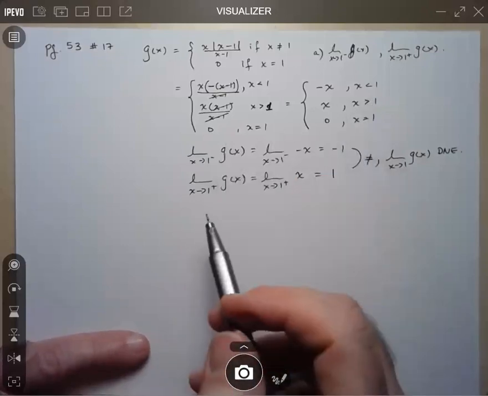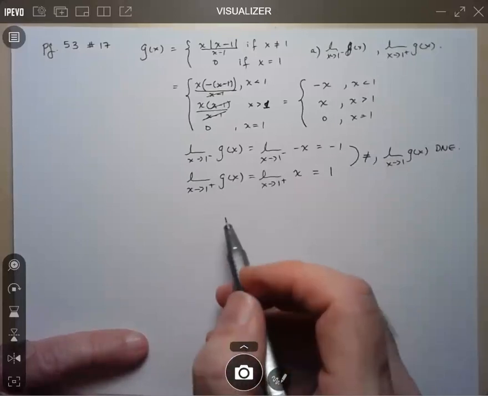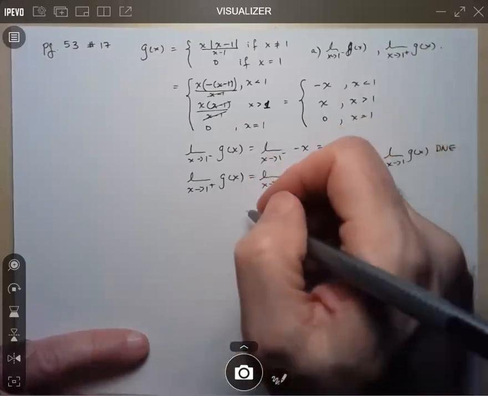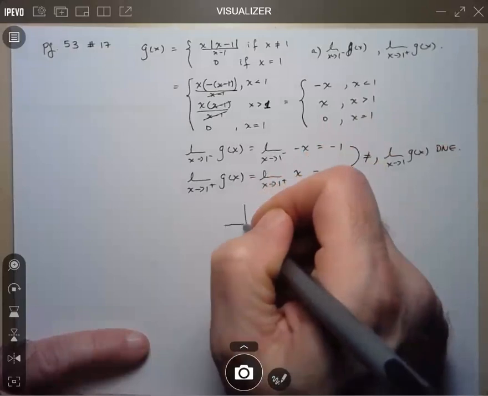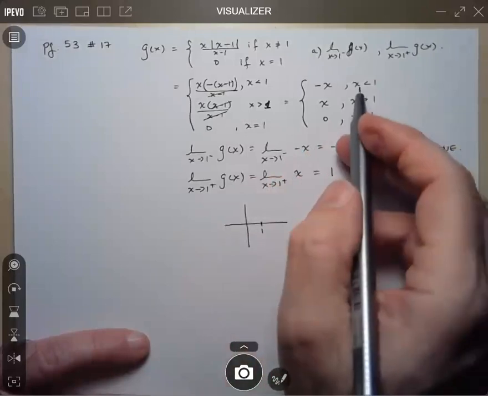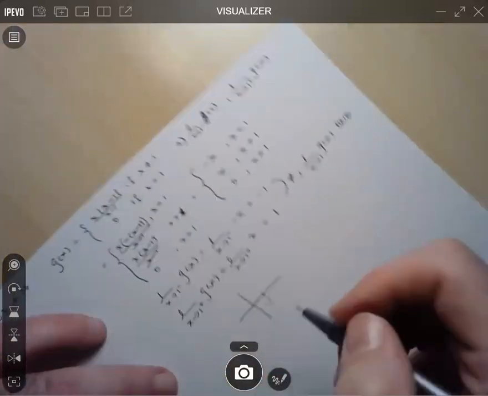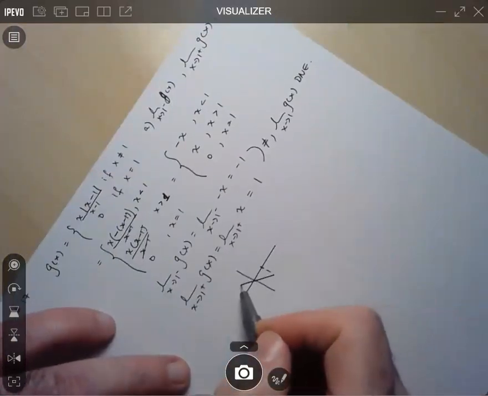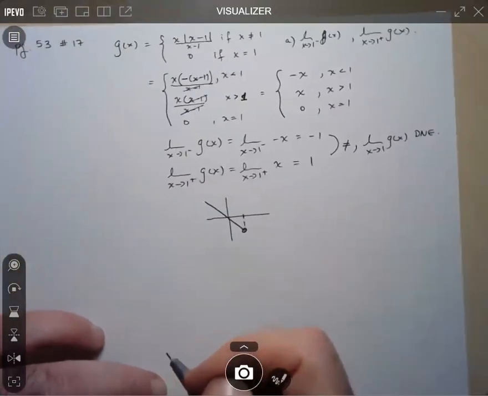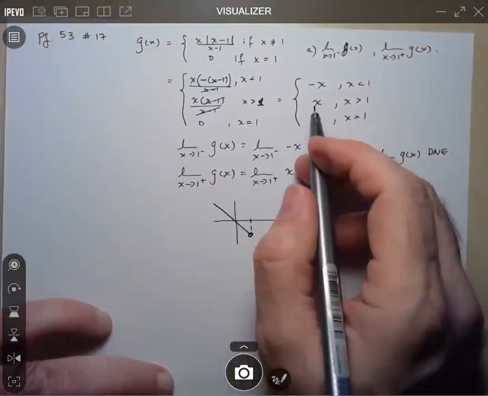The graph, you can do that on your own or graph that on Desmos if you need to, because essentially, to the left of 1, it's just going to be -x. Actually, let's just graph it real quickly. So here, this is the value we're interested in at 1. Everywhere to the left of 1, it's equal to -x. So here, try to draw this nicely. And I'm going to put a hole there.